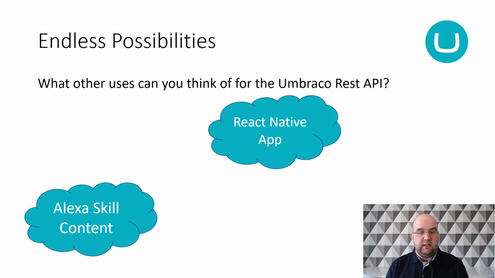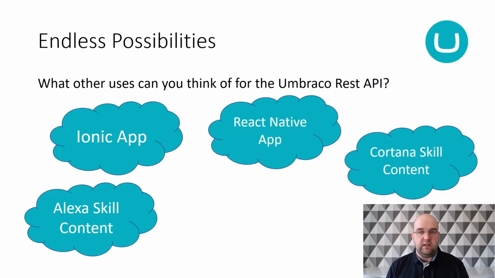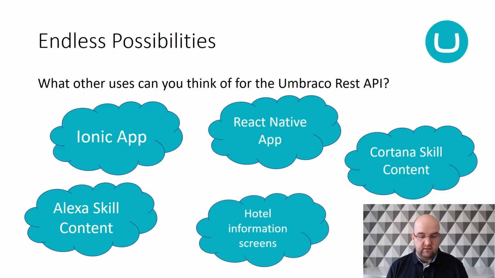We could use it for content for an Alexa skill. Maybe you want your Alexa to work with certain commands, certain things to say, but what it responds with, you can control in an API endpoint that it will call to say, what shall I say next? And it can reply with the content that you've put in using Umbraco. So that might be useful. Ionic app, similar to a React Native app. A Cortana skill, similar to the Alexa skill.